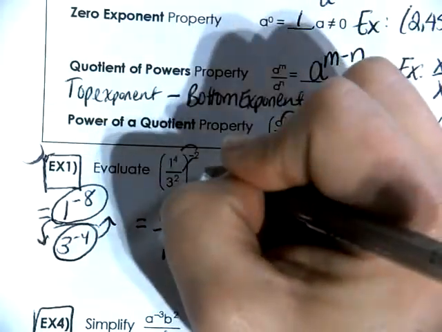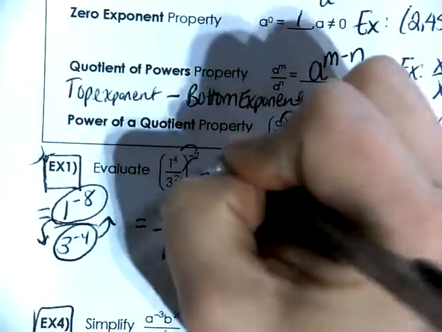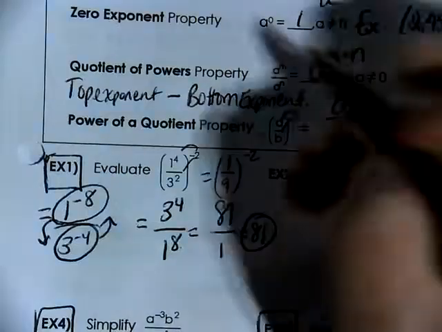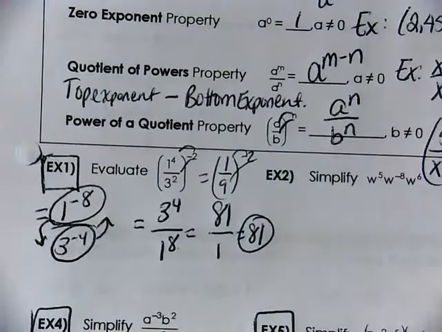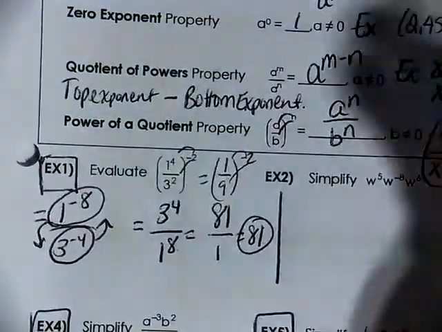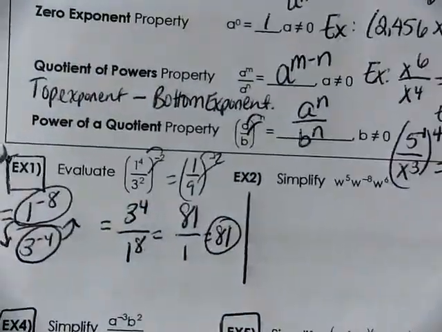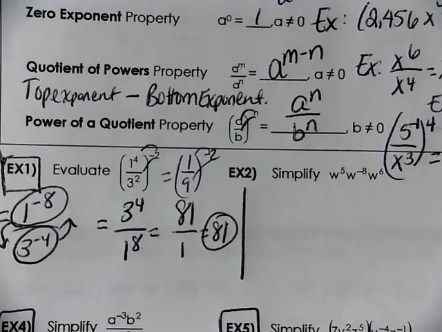Another approach is you could have recognized that this is really 1 over 9 raised to the negative 2nd power, and then distributed the exponent to each piece, but regardless, you would still end up with 81 as your answer. So it just depends on how you want to view the problem. You're not wrong regardless of which way you decide to go.